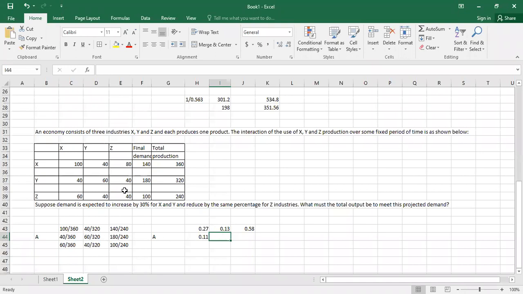This, we took the wrong one. Oh yeah, it's 40. So this one will be 80 over 240. This will change. Can you do this one for us?